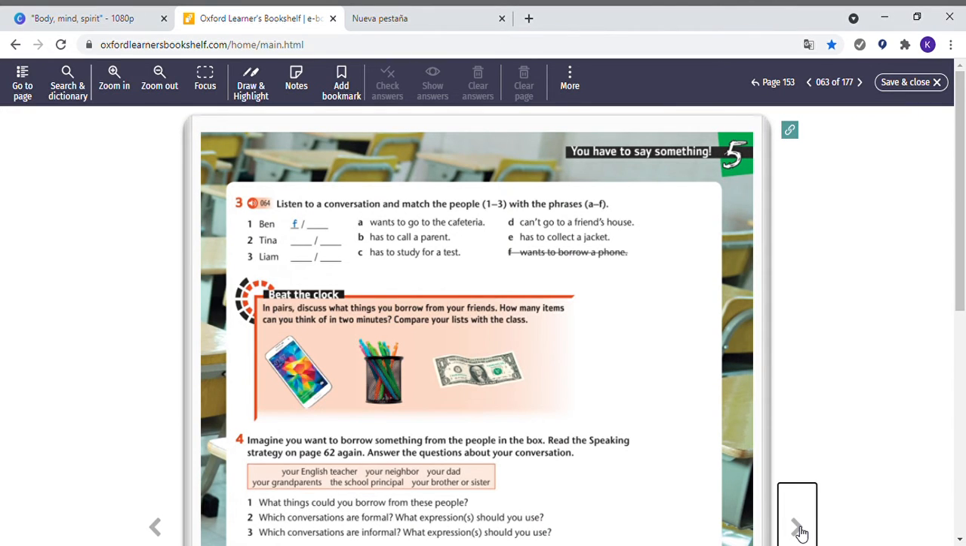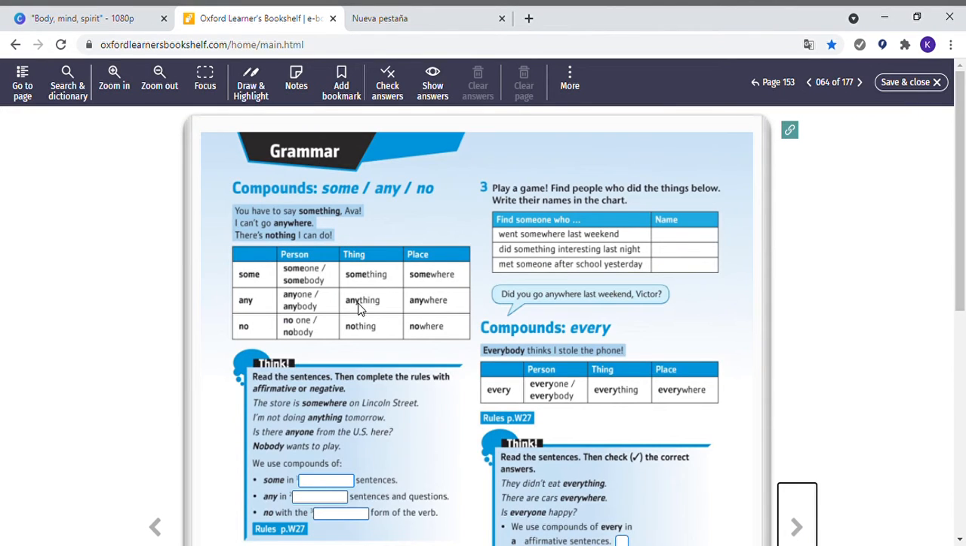Also, we have this part that is very, very important, right? We have the compounds. We have some, any, and no. Please, guys, remember this chart, okay? Look at here. We have person, thing, and place. Persona, cosa, o lugar. And we have some, any, and no. Okay, we have different rules for this.